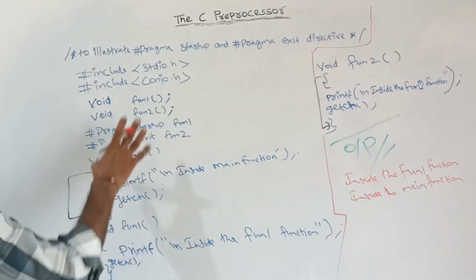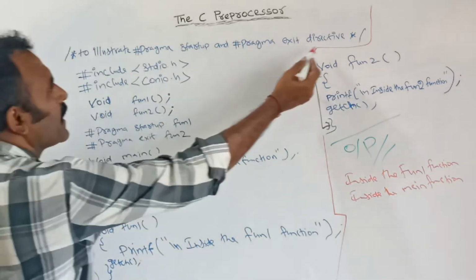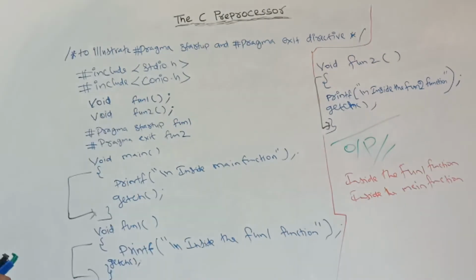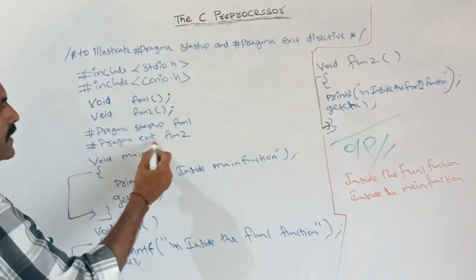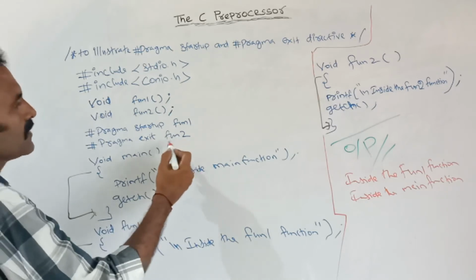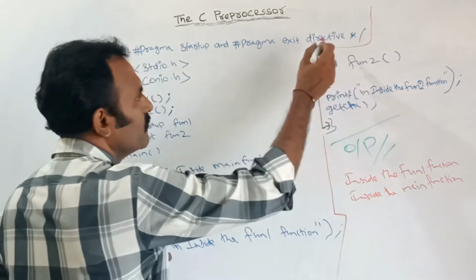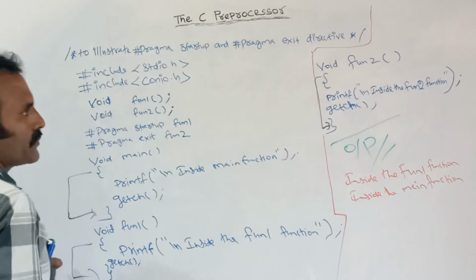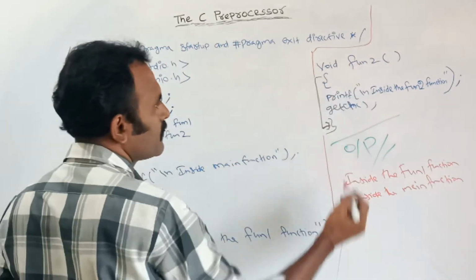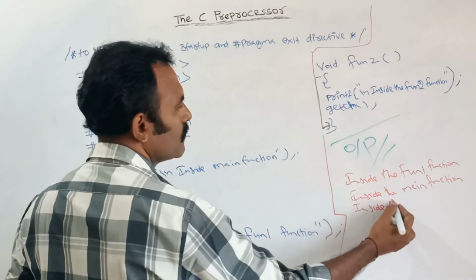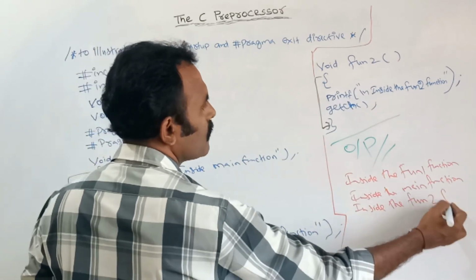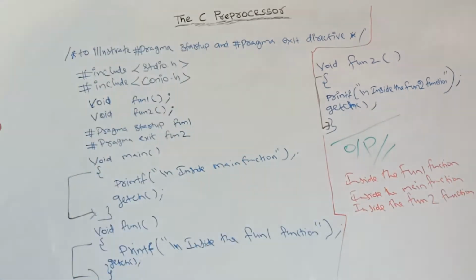Next, before terminating, the function we have declared in the pragma exit directive will execute. So here in the pragma exit directive I have declared fun2. At last, fun2 will execute. So here in fun2 I am telling it to print the message inside fun2. This is the output.